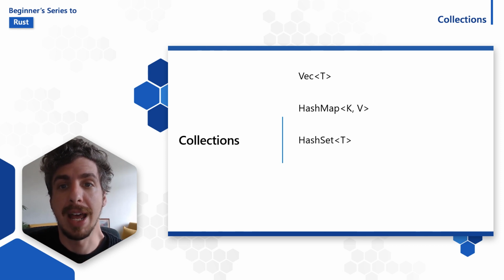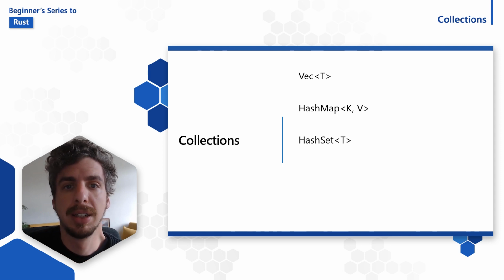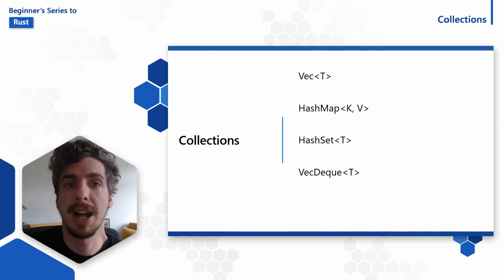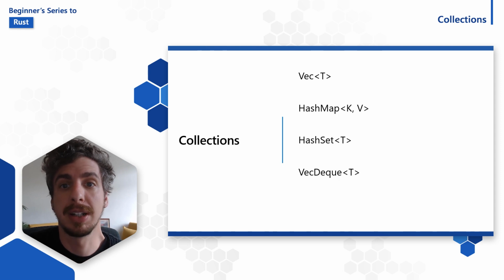Next, there's a hash set, which, like a Vec, is a collection of items, but the items in a hash set must be unique. Next, a VecDeque is like a Vec, but always allows for efficiently getting and setting items to the back and front of the collection, unlike Vec, which stores new items always at the end.